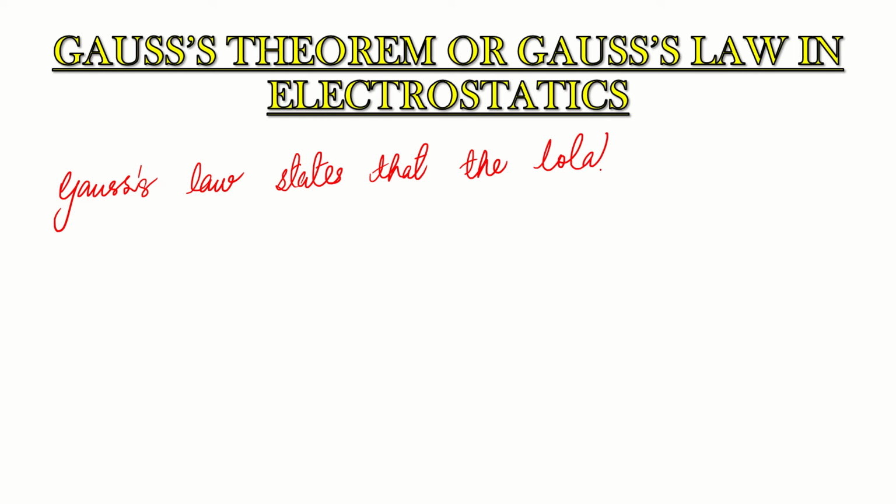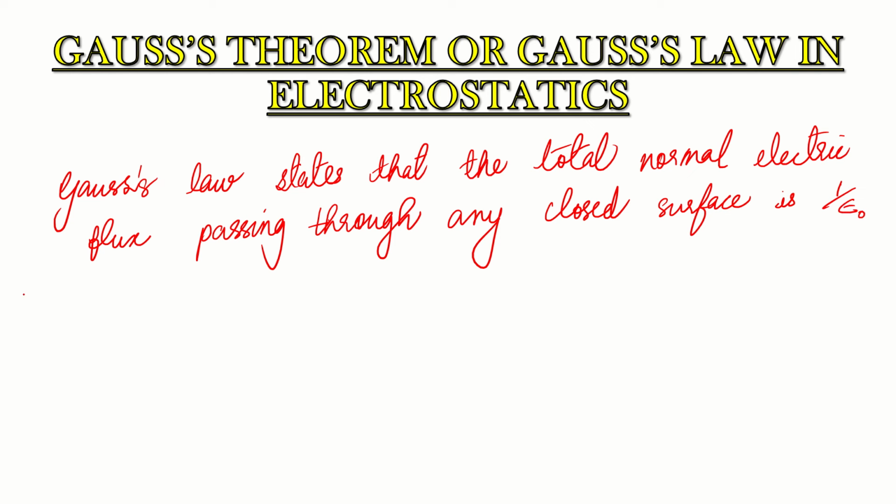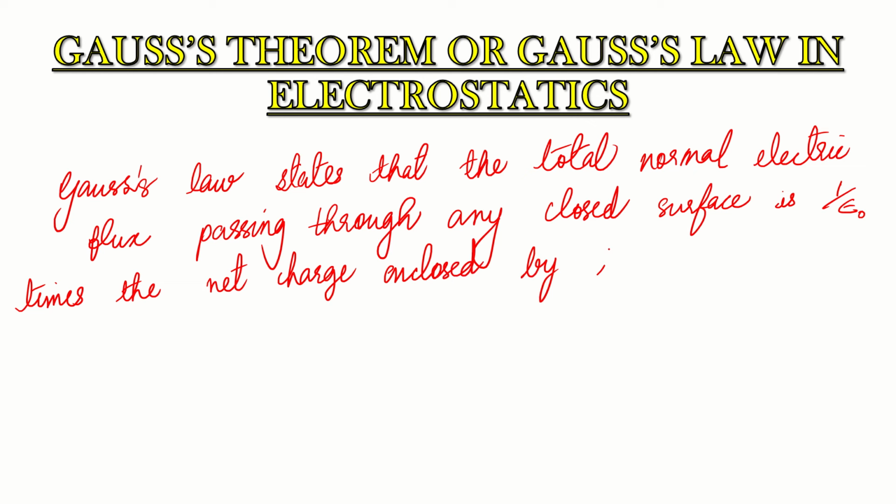Gauss's law, first let us write the statement. Gauss's law states that the total normal electric flux passing through any closed surface is 1 by epsilon naught times the net charge enclosed by the surface.